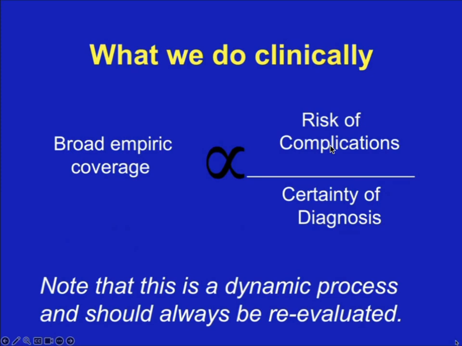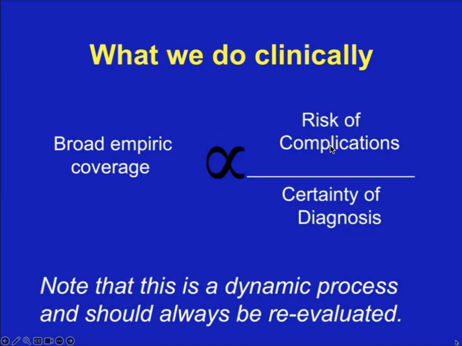This is a slide I purposely duplicated. This is my slide. I make it up. This is what I think people do when they prescribe antibiotics. How broad the antibiotic is is proportional to what we perceive as the risk of complications if they have an infection, and inversely proportional to the certainty of diagnosis. So if you don't know what the heck is going on and you think the guy's sick as stink, you're going to give him very broad antibiotics. That's what people do. All right?